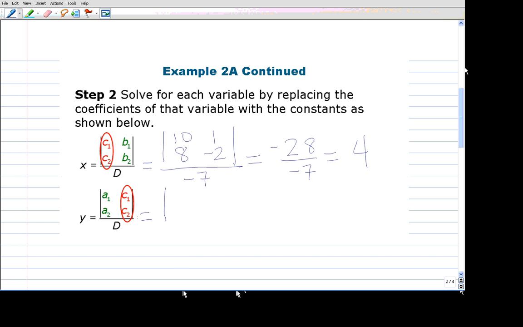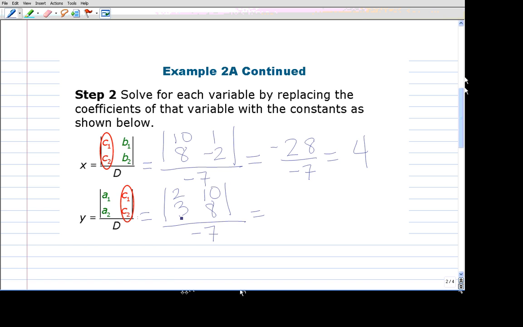So here, because we're solving for y, we'll leave the x coefficients the same, which were 2 and 3. And the y coefficients, we took those out and replaced them with the constants because that's what we're solving for. So here, the 10 and the 8 will be in the second column. And the determinant of the coefficient matrix was -7.